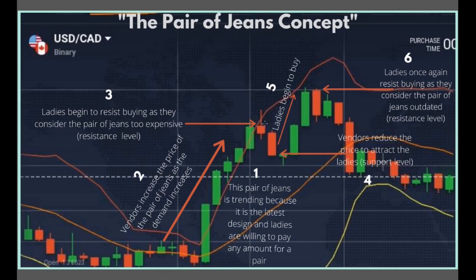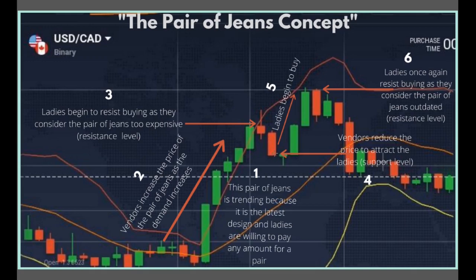Then there's a sudden reversal at that level. It is indicative of great resistance. And so the ladies stop buying until the vendors reduce the price back to a certain level. That level where the vendors reduce the price to is called a support level.